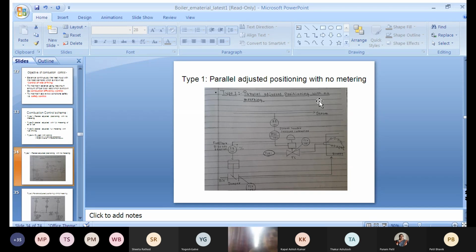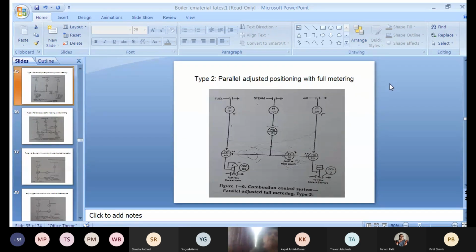Right? So according to the steam demand, steam pressure varies. According to the steam pressure, controller output varies, and according to this boiler controller or pressure controller output, the positioning of the two valves decides the perfect air to fuel ratio which should enter the combustion chamber. So this is parallel adjusted positioning with no metering. Now we will study parallel adjusted positioning with full metering. This is type 2.